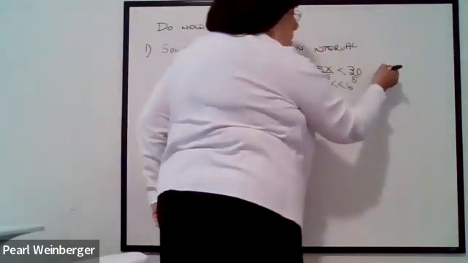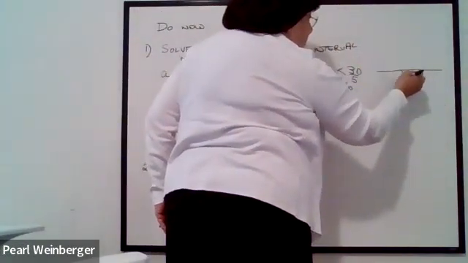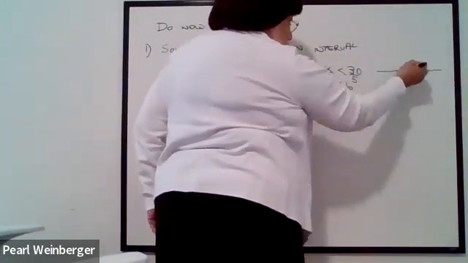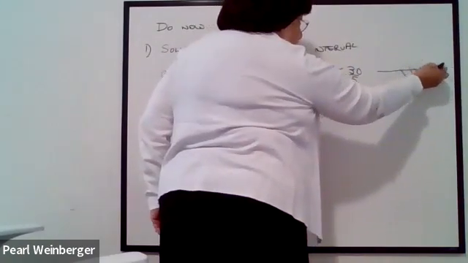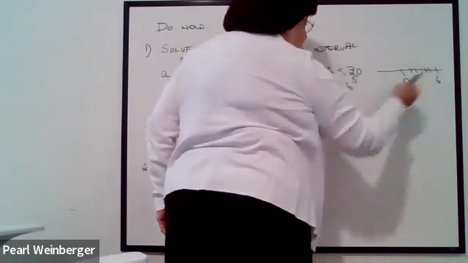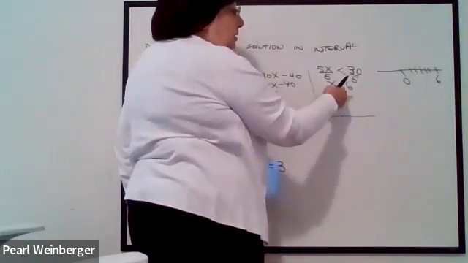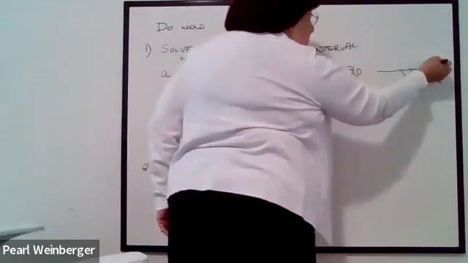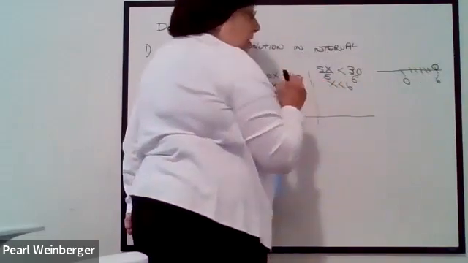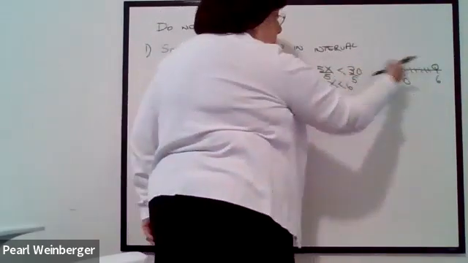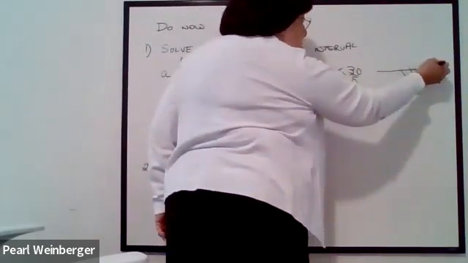On your number line, it would look like this. Here's your 0. Here's 1, 2, 3, 4, 5, 6. Here's our 6. Since it says x is less than 6, it's going to be an open circle at 6 because the 6 is not included and the arrow is going to the left.